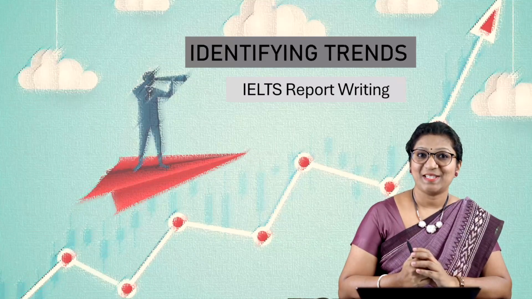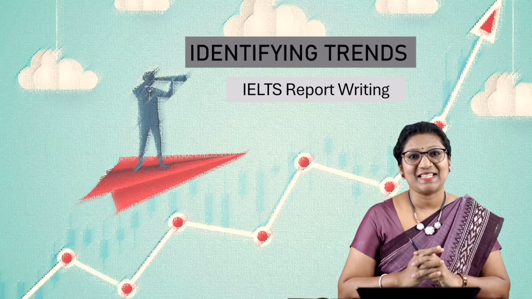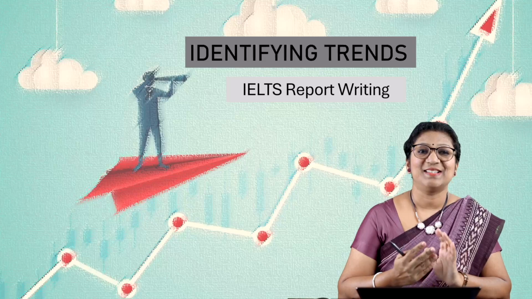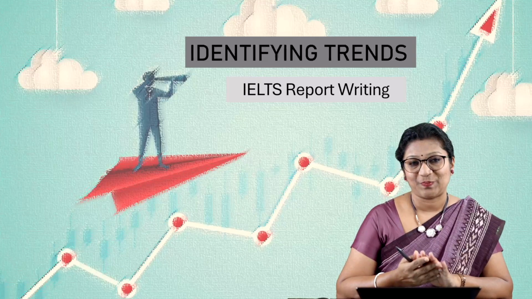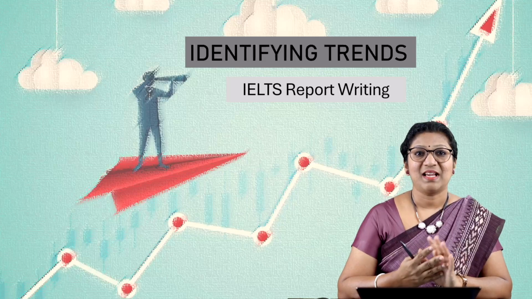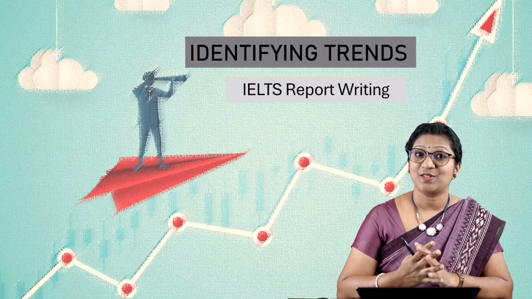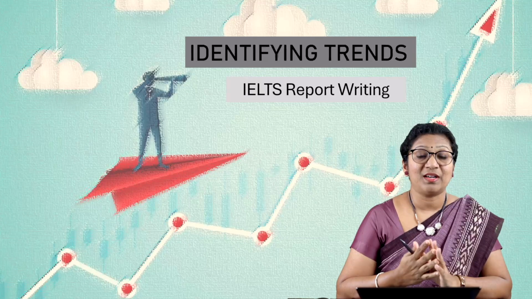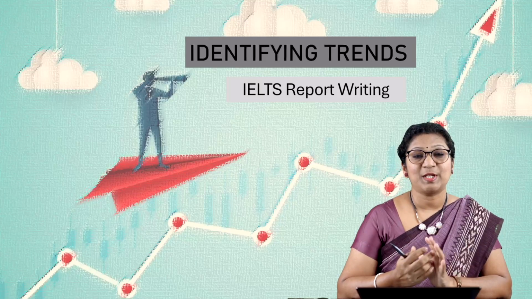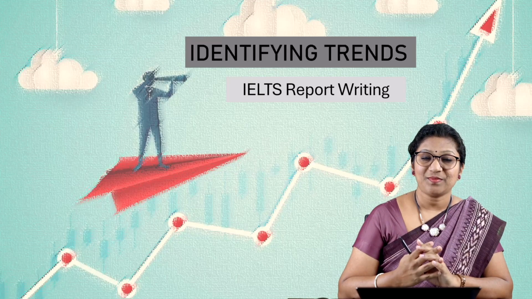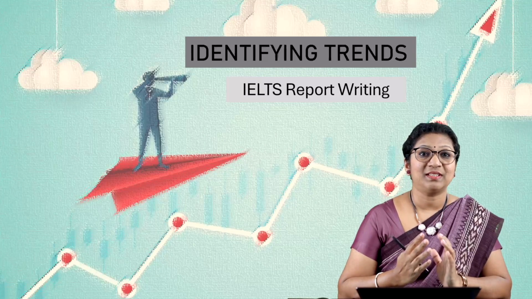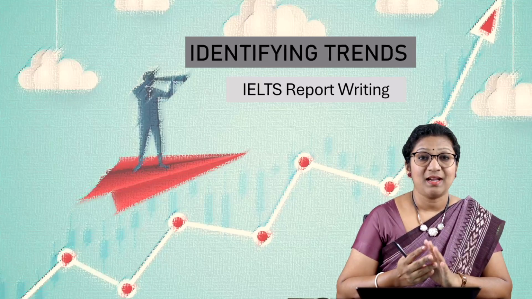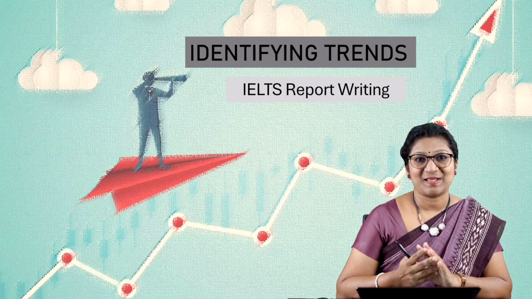Let's decode identifying trends in IELTS Writing Task 1. We know that in IELTS you have two writing tasks to attend, a Task 1 and a Task 2. Task 1 for academic students is writing a report, whereas Task 2 is to write an essay. Writing a report is based on a graphical representation or a pictorial image that is given to you. By looking at that image or the graph, you have to write a very short report covering around 150 words.